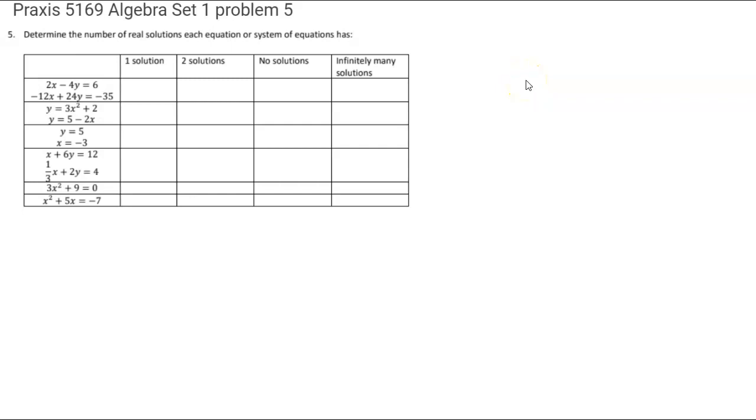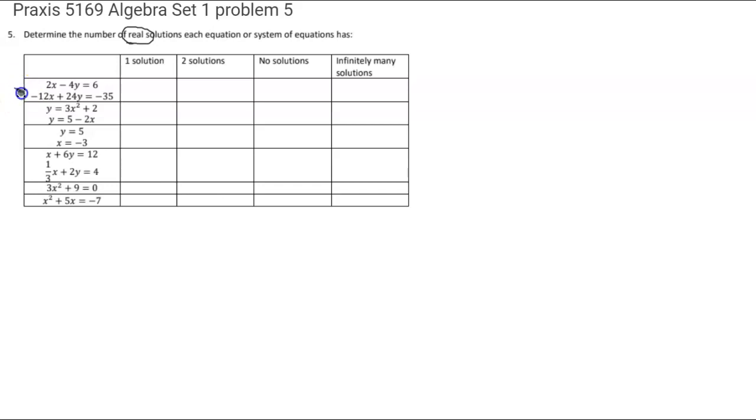All right, let's take a look at Algebra Set 1, Problem 5. Determine the number of real solutions each equation or system of equations has. And I want to point out the word real, no imaginary solutions allowed. And let's just take a look, orient ourselves.